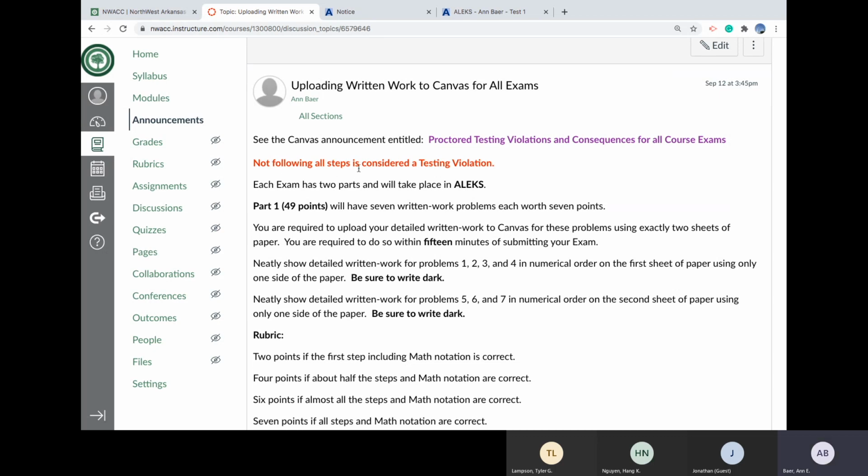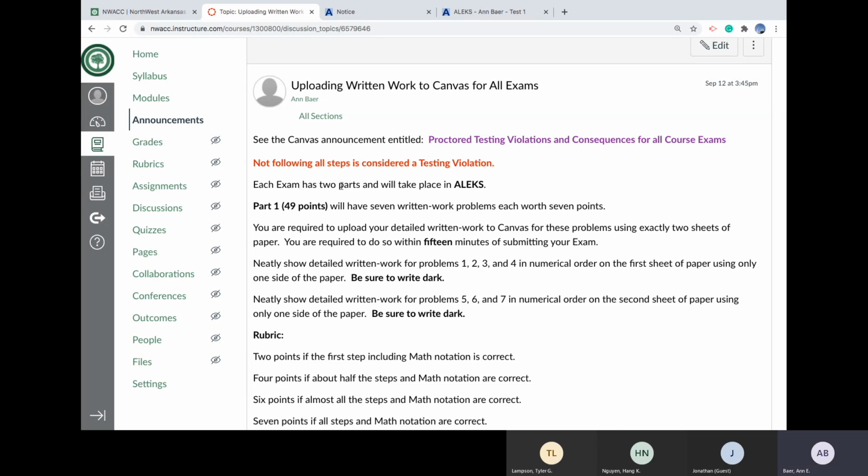Not following all steps is considered a testing violation. You are required to follow all steps in this announcement, or else it's a testing violation, and you don't want one of those. I had one this summer, and I consulted with one of our co-chairs in our department, and she said to give the student a 0 for the final because of it. So you really do not want a testing violation.